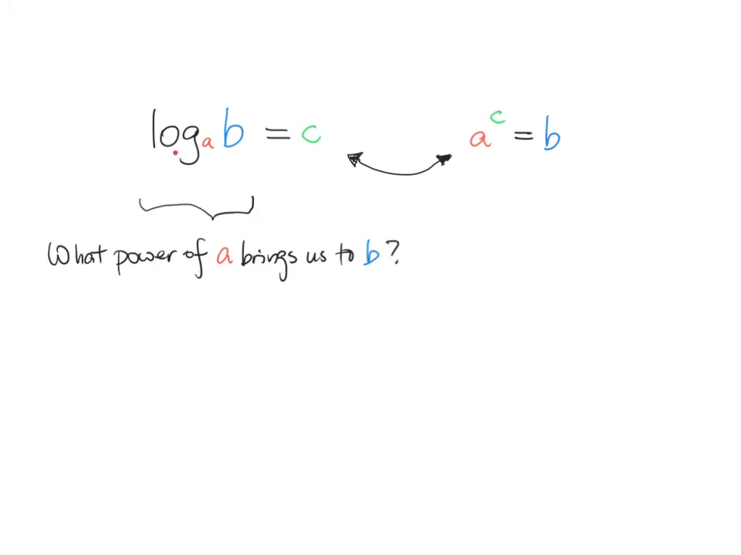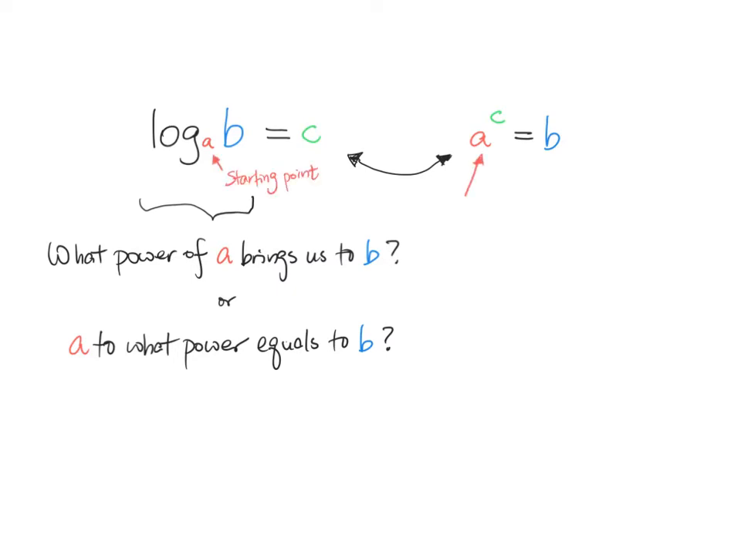So in English, logging actually means: what power or what index of A brings us to B? Or you can also ask, A to what power equals B? And the answer to these two questions is C. So C is the result of logging B with respect to the base of A. That is what it means.